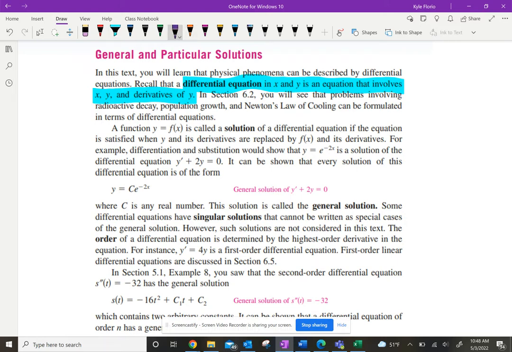Next class, in section 6.2, we're going to do some problems involving radioactive decay, population growth, and Newton's law of cooling. So this will be next time.